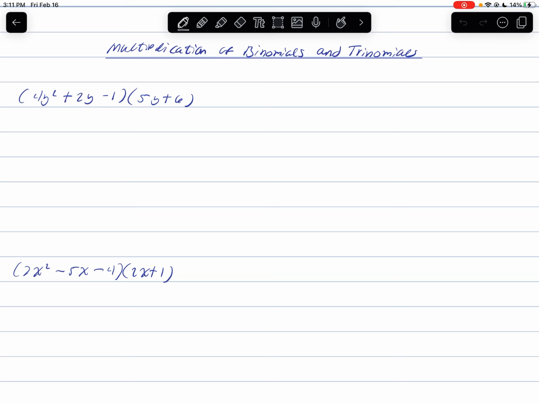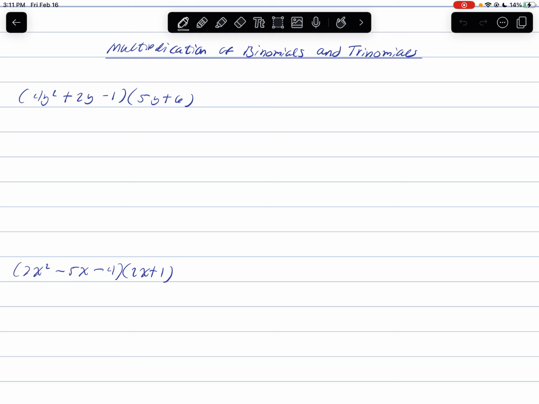Hi, everyone. For the last topic of this week, I wanted to go ahead and talk about the multiplication of binomials and trinomials. So let's say you have a trinomial that you want to multiply together with a binomial. What might be the fastest way to go about doing this? Well, we're going to use something we've already seen before, but it's going to look a little bit different. We're going to use distribution to accomplish this task.